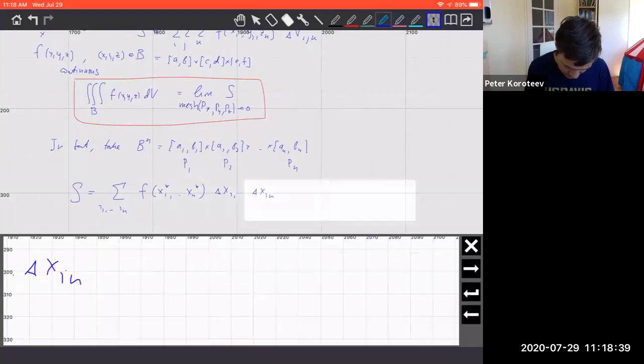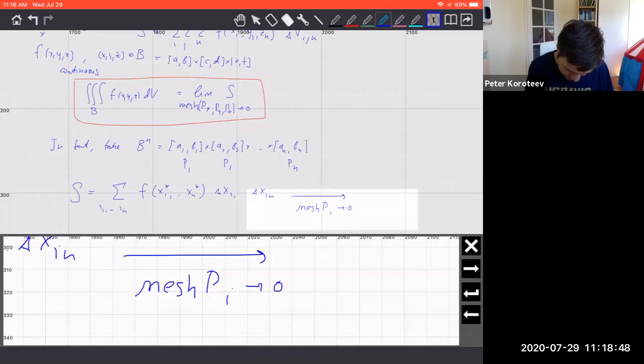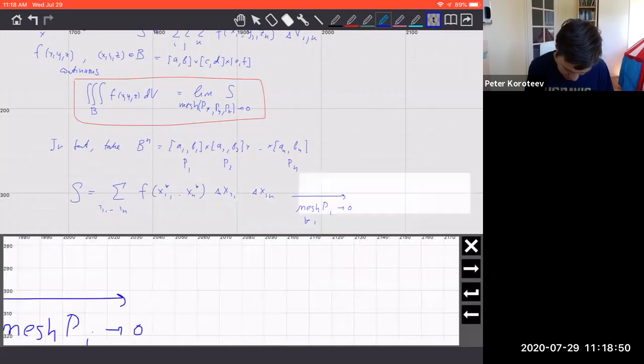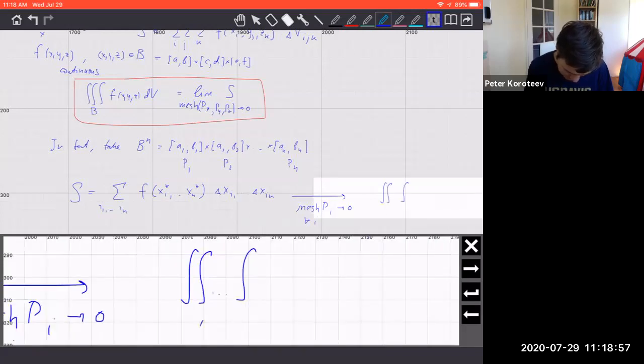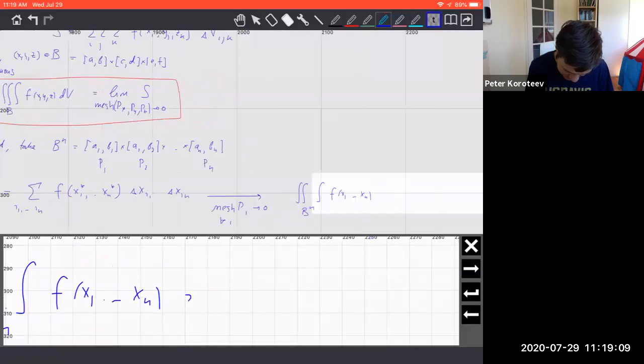And then as you take the limit, as all meshes of those partitions go to 0 for all i, that gives you the integral. I'm going to do it only once. You don't have to write it like that. You can just write one integral of f of x1 through xn, and you can write it as d^n x.